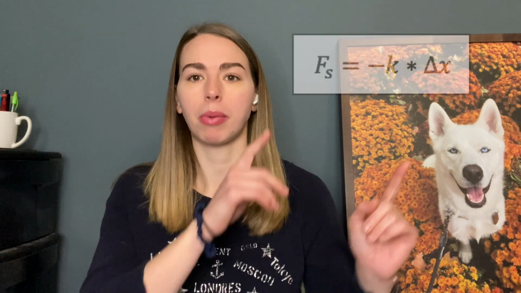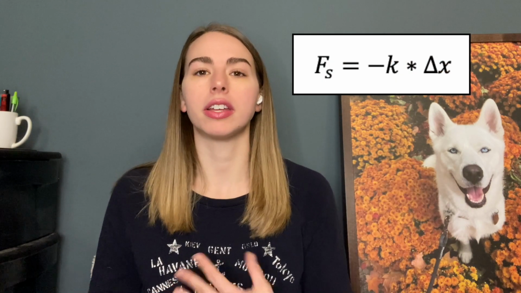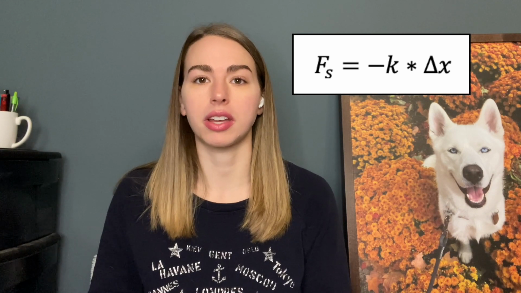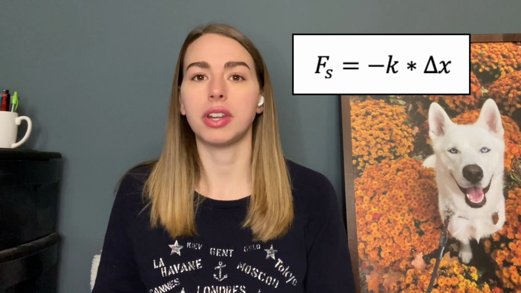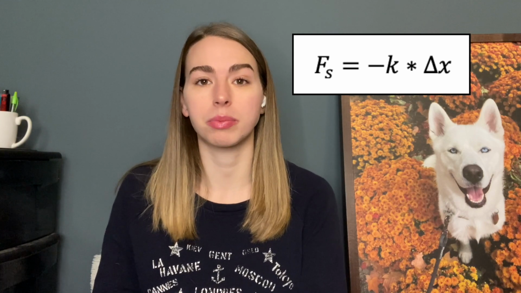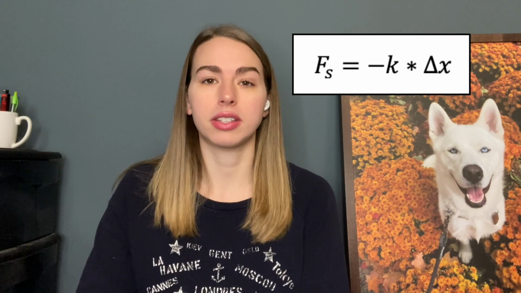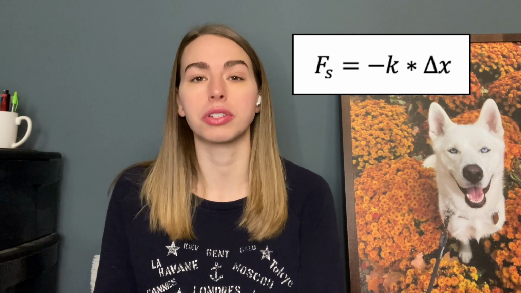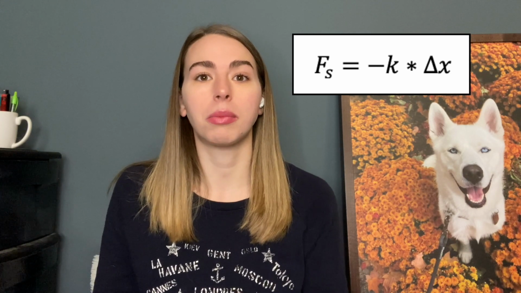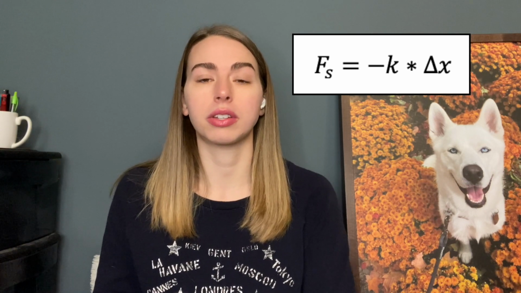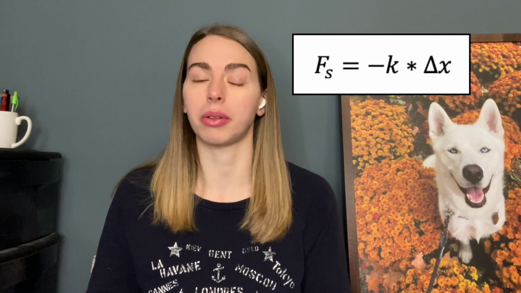So the equation for Hooke's law is that the force of the spring is equal to negative k times delta x. The negative sign here is a really important concept when it comes to spring forces. That tells us that the spring force is a restorative force. And all that means is that the more you stretch the spring, the more the spring is going to want to go back to its equilibrium position.